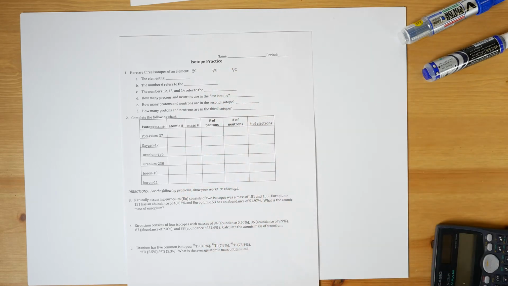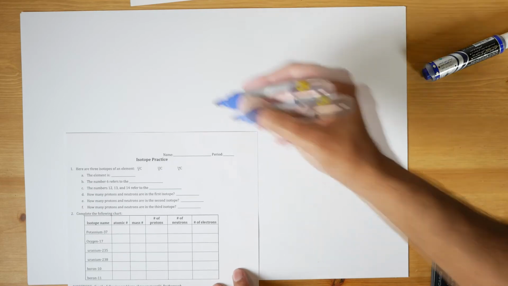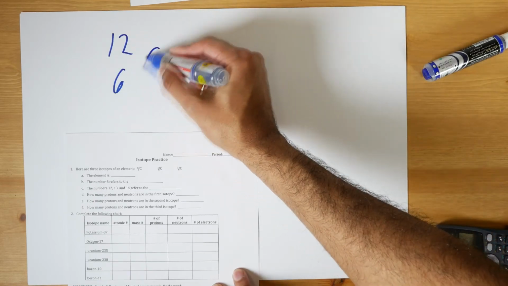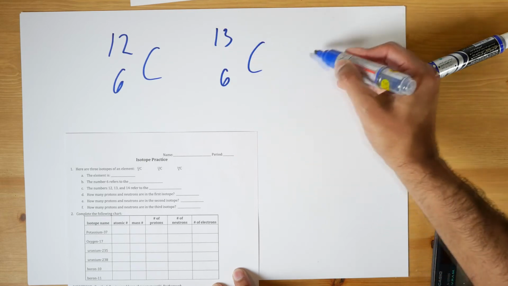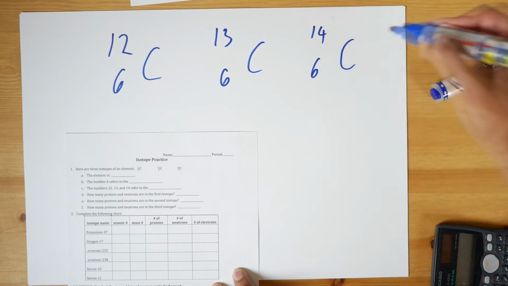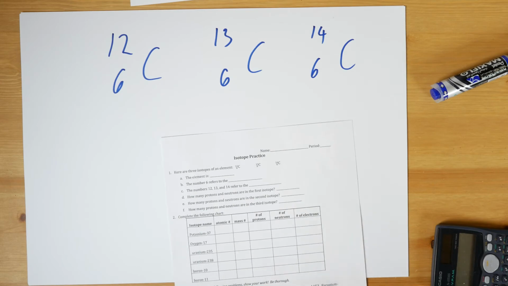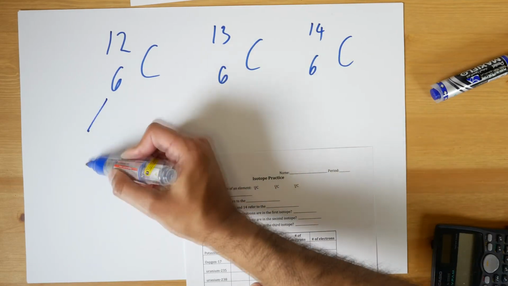How many protons and neutrons are in the first isotope? So if you have a look, the first isotope is like this. I'll write it big so you can have a look. You got 12 and 6, and that's carbon. That's the first isotope. Then we've got 13 and 6, carbon. And we've got 14 and 6, which is carbon. Okay? So what we're talking about here, how many protons and neutrons in the first isotope, that's the protons.